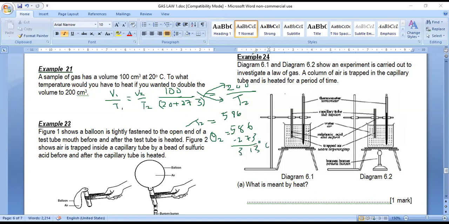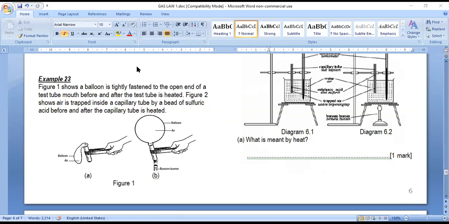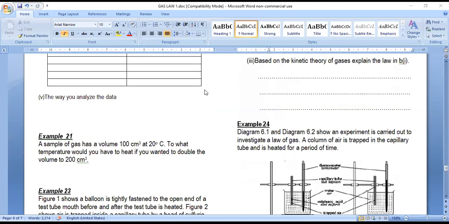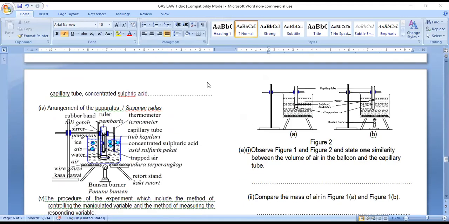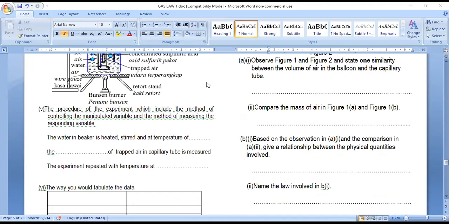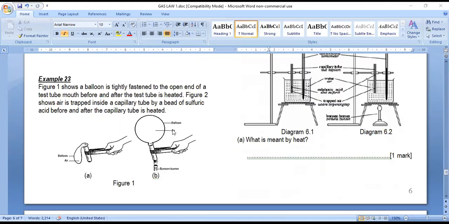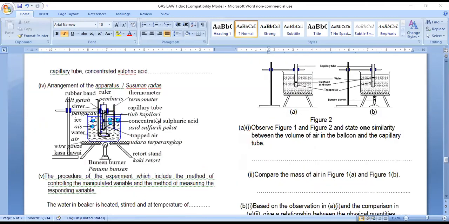Now next, look at an example. Figure 1 shows a balloon tightly fastened to the open end of a test tube mouth before and after the test tube is heated. Figure 2 shows the air trapped inside the capillary tube by a bit of sulfuric acid before and after the capillary tube is heated. Observe figure 1 and figure 2, state one similarity between the volume of air in the balloon and in the capillary tube. So what we can observe is that the volume increases with temperature.